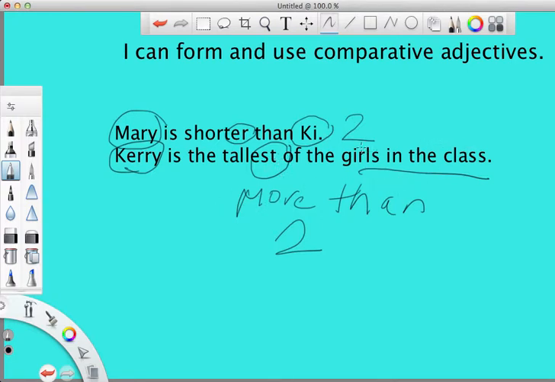So that's the first part of this. Really, you're comparing two different nouns, and if it's two, you add er. If it's more than two, est. Pretty simple.